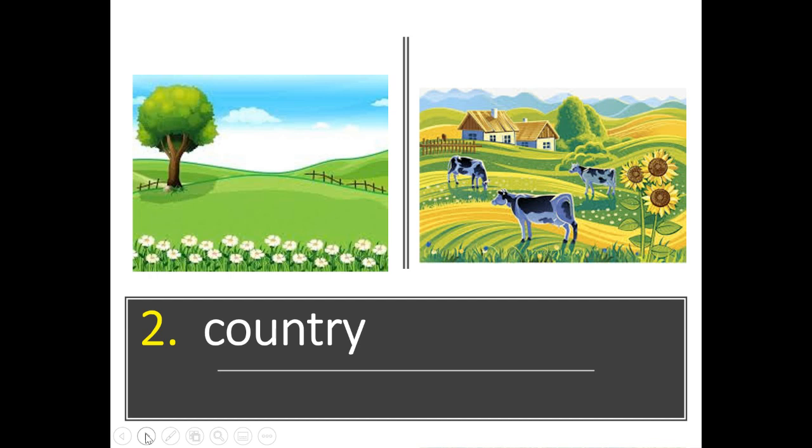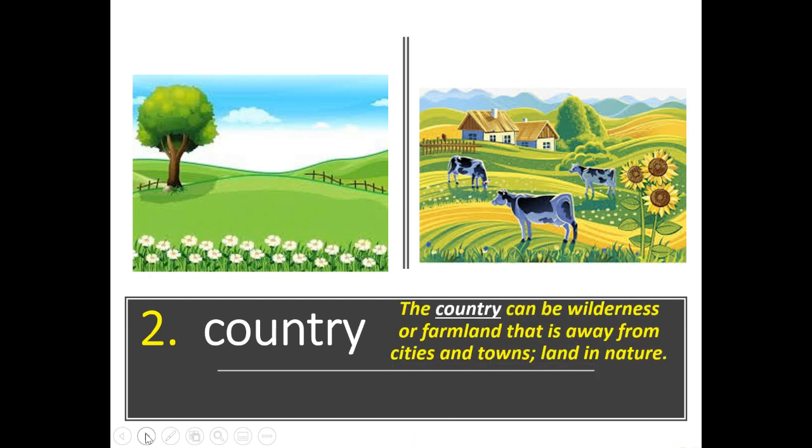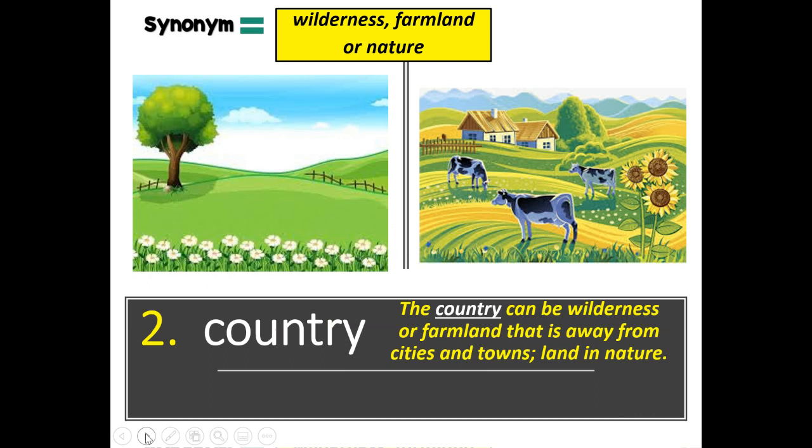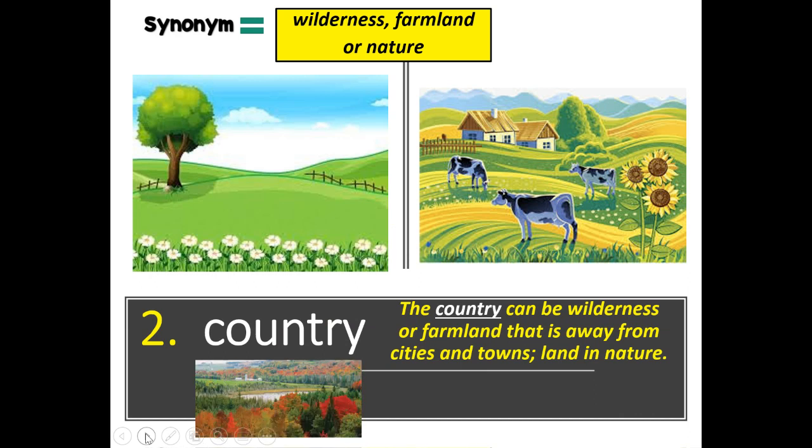Country. The country can be wilderness or farmland that is away from cities and towns. Land in nature. So, a synonym or word that means the same as country could be wilderness, farmland, or nature. All are similar to the word country.